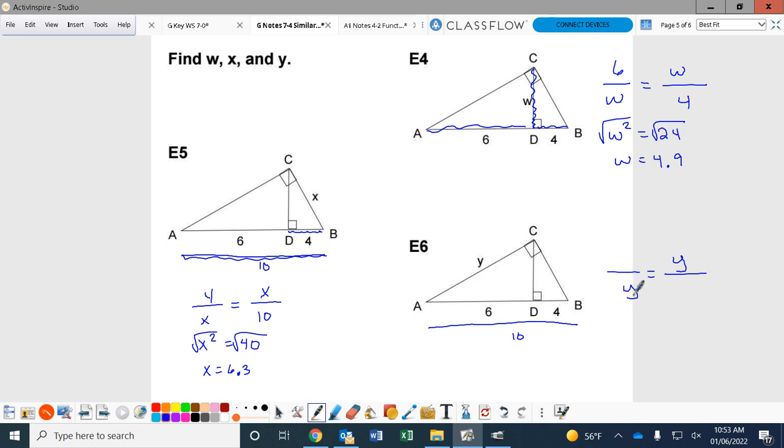And it's going between what two numbers? 6 and 10. Yeah, you got it. So it's going to be y squared equals 60. Take the square root, and y equals 7 point what? 7.7. There you go.